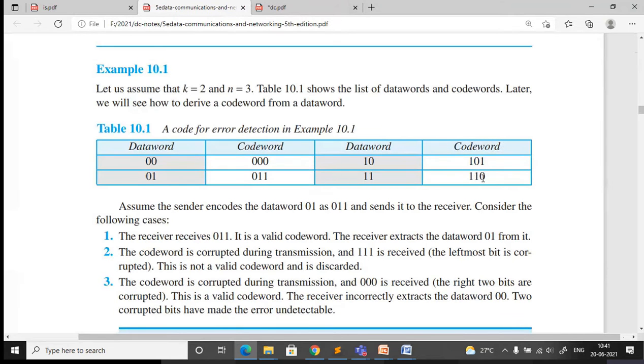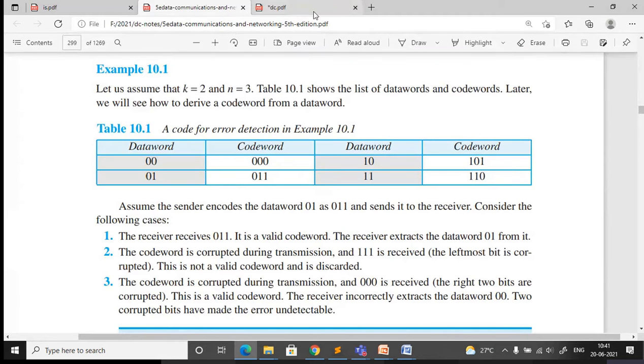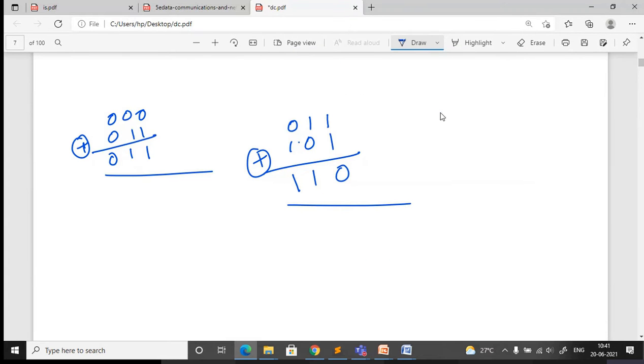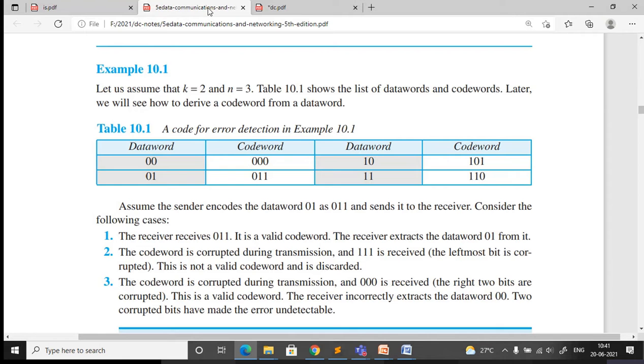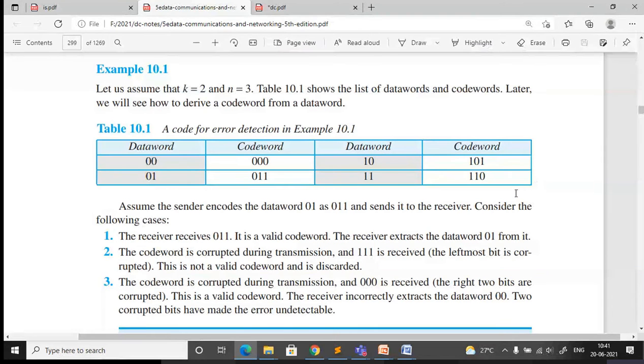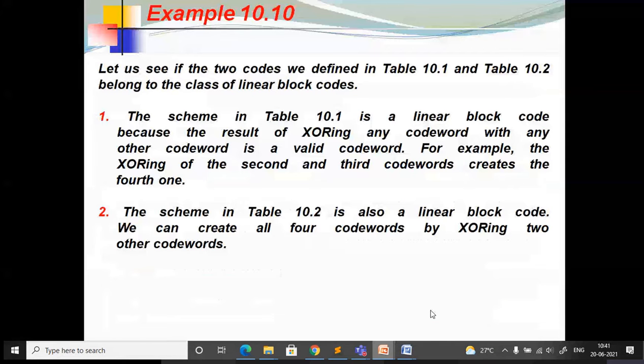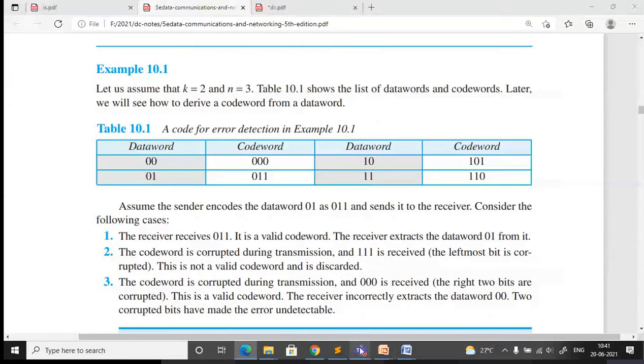You take any combination. If you want to take 110 and 101, we'll try that out. I'm just taking the last code word and also 101. The result is 011, so this is a second valid code word. See, when you add any two valid code words, it is going to generate another valid code word. That's what the linear block code tells. You can even try with table 2. Whatever I have shown is for table 1.